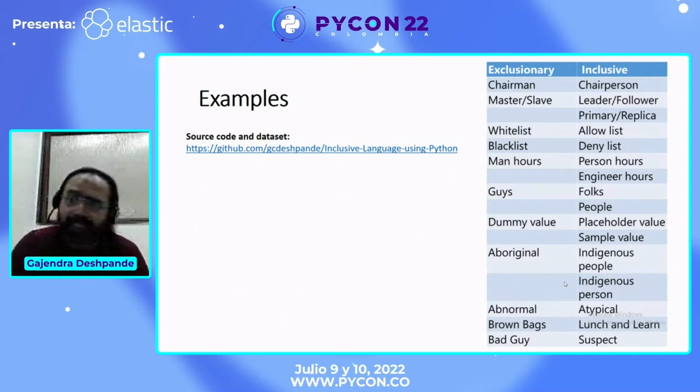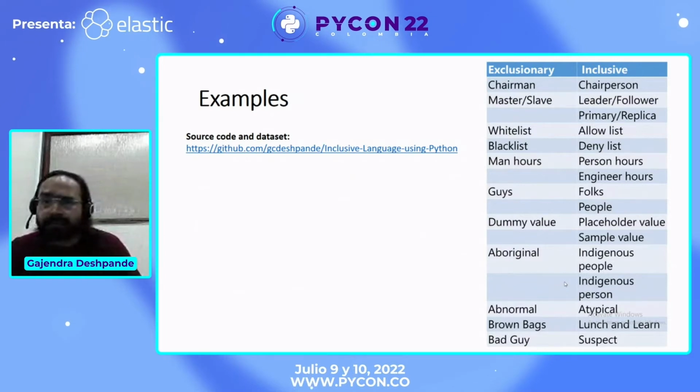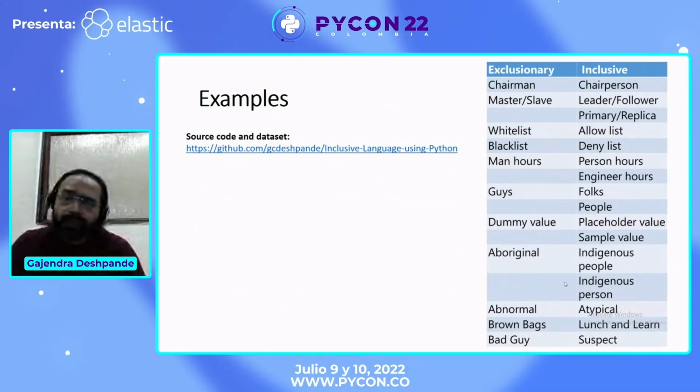You might have noticed that GitHub has now replaced master branch with main branch, right? Now there are some more terms, like whitelist and blacklist can be allowed list and deny list. Instead of man hours, we can have person hours or engineer hours, depending on the designation or the roles. Then similarly, instead of guys, we can have folks or people. Then instead of dummy value, we can have placeholder value or value. Instead of bad guy, we can have suspect. So these are only words.